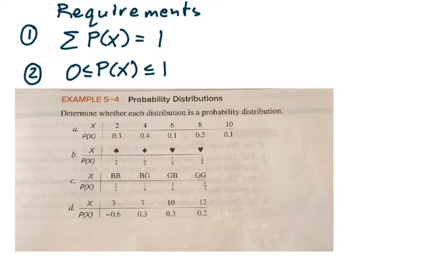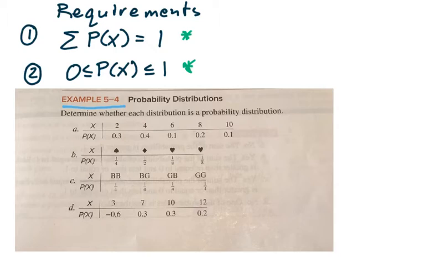All right, in this next example, here is example 5-4 on probability distributions. It simply says to determine whether each distribution is a probability distribution. And so, essentially, we have to just make sure that it satisfies these 2 requirements: that the sum of all of the probabilities is equal to 1, and each individual probability is actually a valid probability itself. Remember, in order to be a probability, that number has to be between 0 and 1, inclusive.